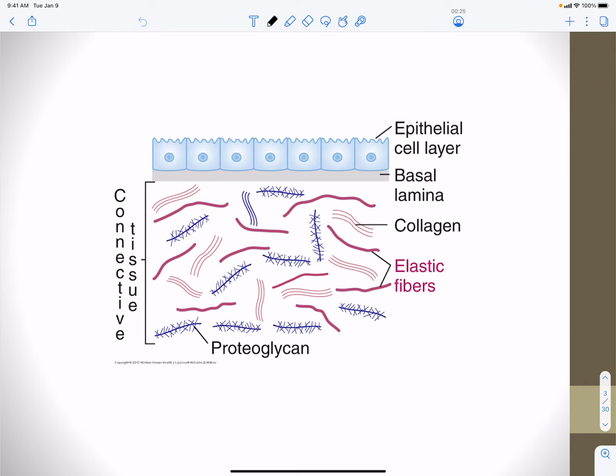So the extracellular matrix is what's going to help bind your cells together, and it's going to have other functions such as regulation of cell activity. It can regulate adhesion of cells, migration, proliferation, and differentiation of cells. So it's a very intricate network of macromolecules. So it's an acellular matrix.